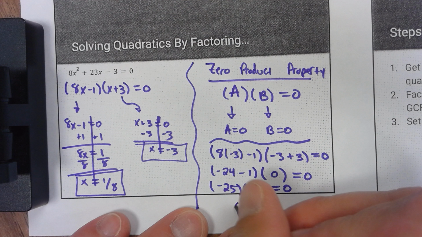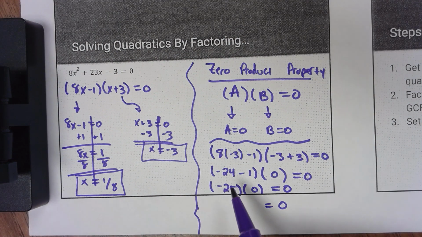All we need is one of these factors to be equal to 0, and it doesn't matter what the other factor ends up being when we have that value. That -25 was irrelevant. We just needed to get to 0. The same thing would happen if we plugged in 1/8. We're going to get one of those factors to equal 0, but the other one's going to be just some number, and it doesn't matter what that number is.